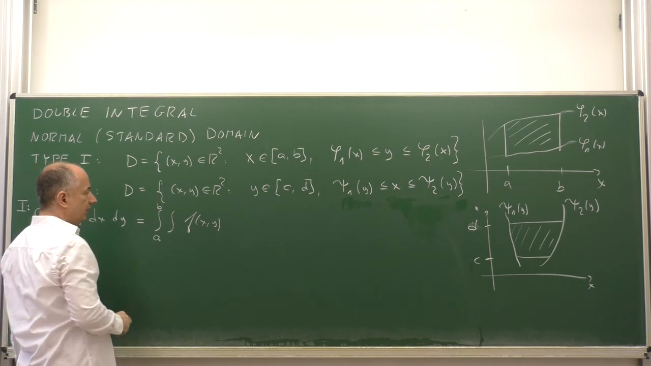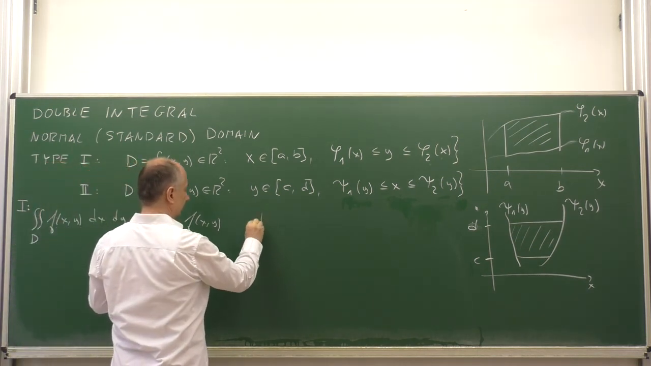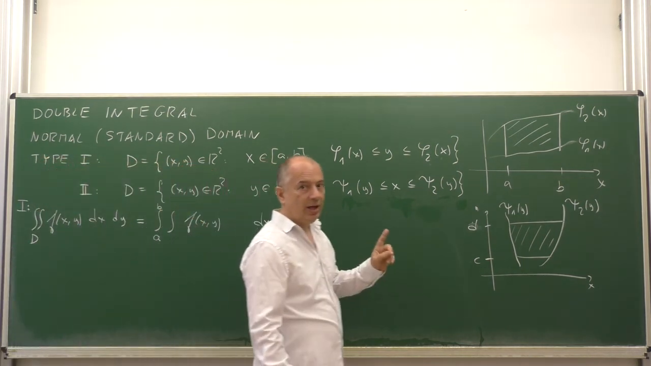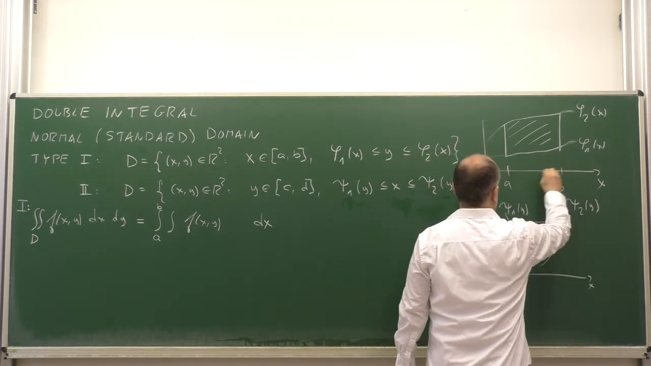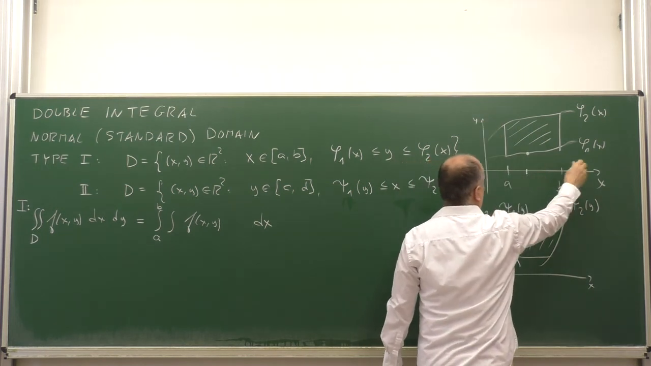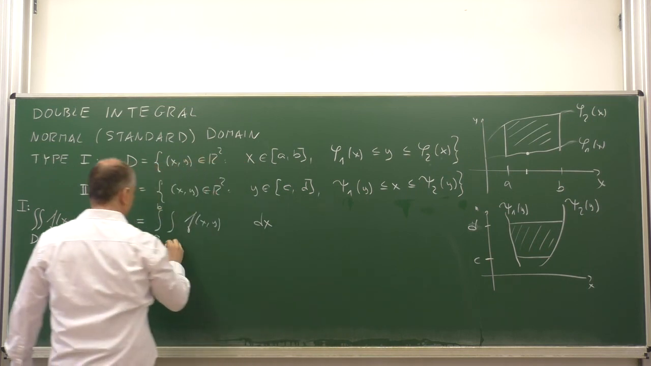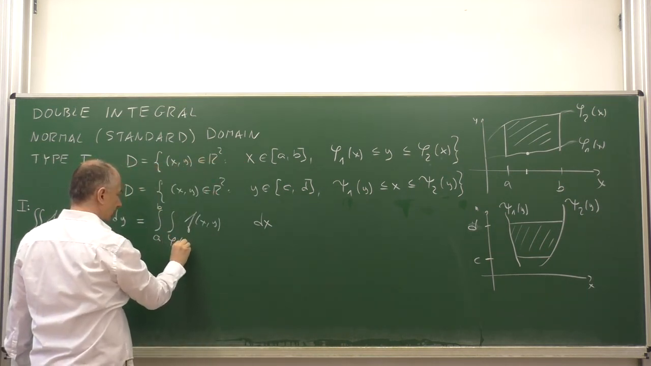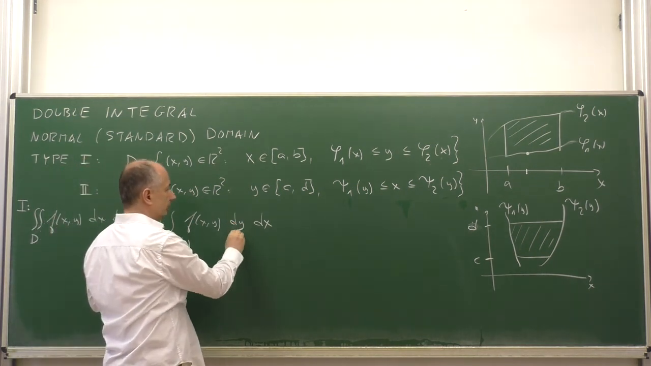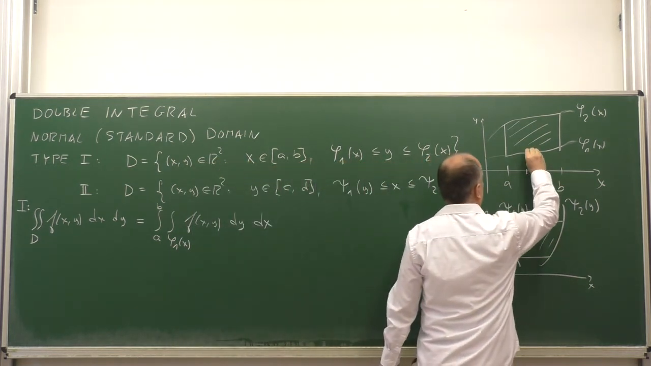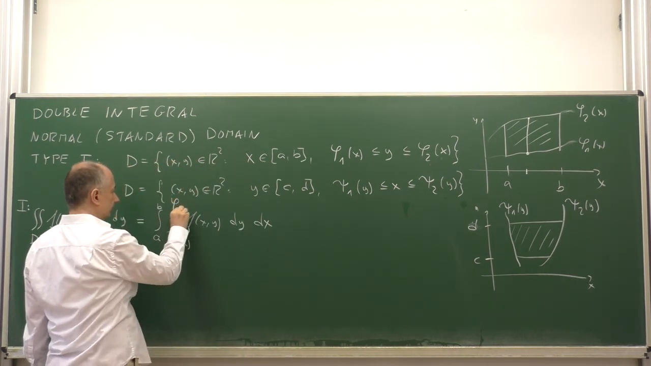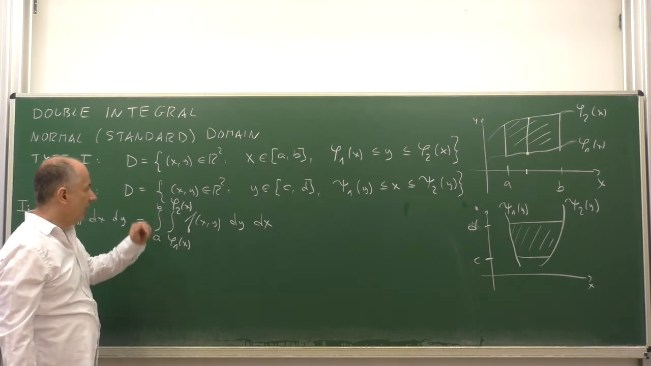So this will be the outer integral of the space here. And for each x between a and b, say this one, y runs from phi 1 of x, so this is the lower limit for y, and y runs up to phi 2 of x. So this is the upper limit for y.